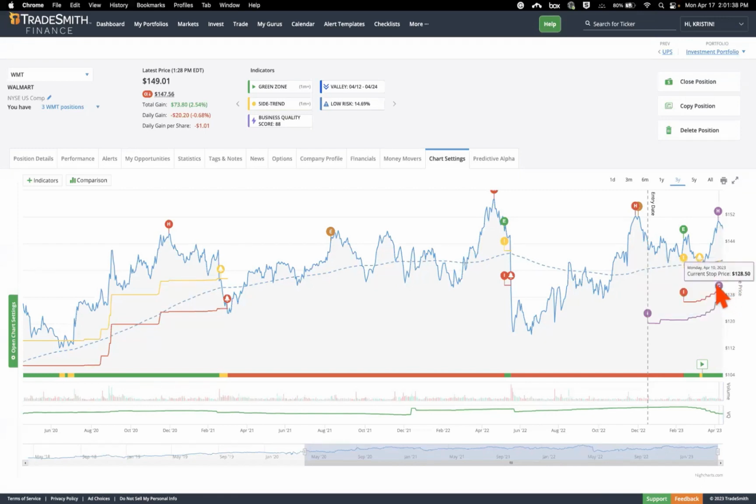So if Walmart were to close at $128.50, I would get an alert letting me know to get out of the trade. And that's if you're using the VQ alerts, which we'll go into more detail next week when we add these alerts. All right. And then on this chart, again, this is the health bar down here. These bars here are the volume traded from the previous day. So if it's a red bar, it closed lower. If it's green, it closed higher.